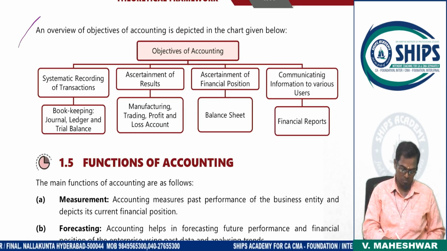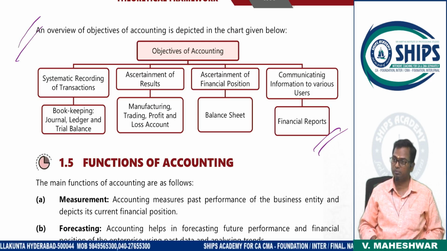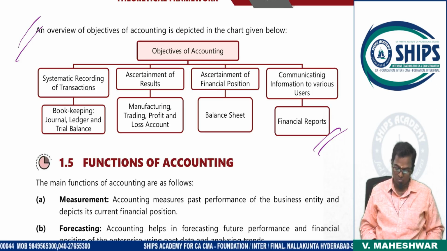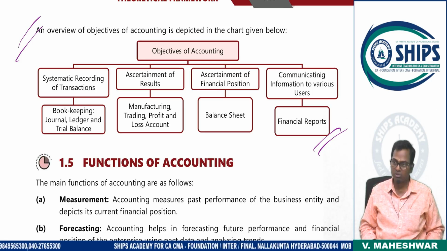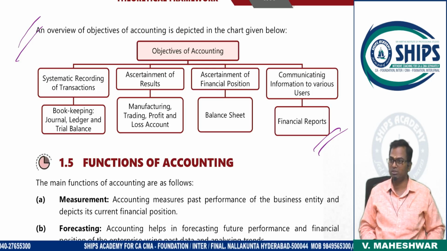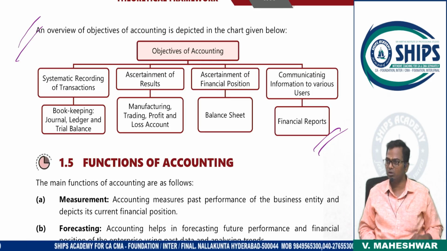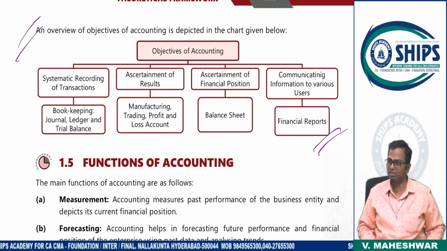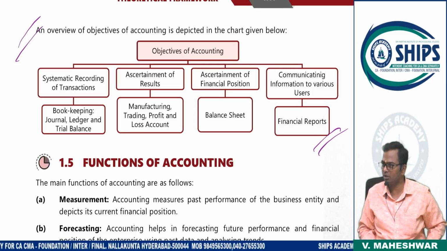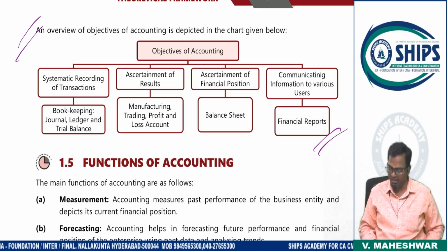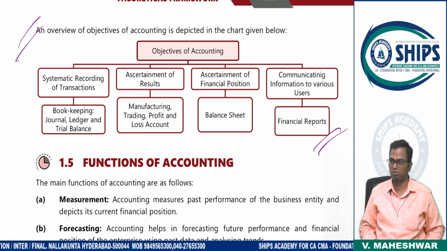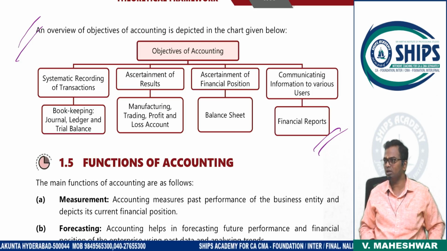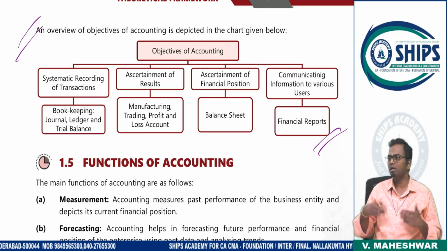This one is the most important one for you. Clearly he said systematic recording of transactions, nothing but bookkeeping, journals, ledgers, and trial balance. When you come to ascertainment of results, it is preparing the trading account and profit and loss account. Ascertainment of financial position with the help of the balance sheet, we know what the financial condition of the company is. The last one is communicating information to various users. Who are the various users? Internal or external users. That is the financial report which we have been given, internal and external.